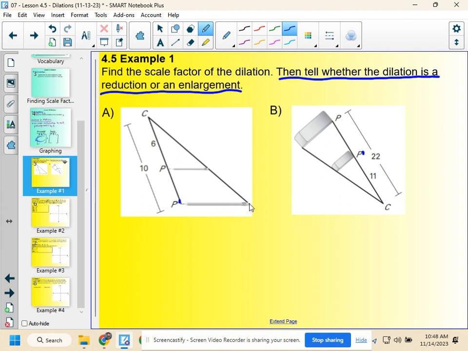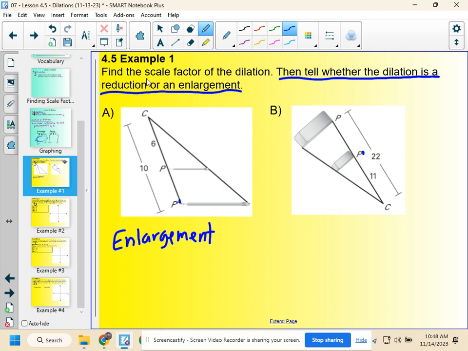What happened to the pencil? Did it get bigger? Did it get smaller? Clearly it got bigger, so we're going to say that this is an enlargement. So I'm kind of doing this part first, and I'll show you why in a second. Maybe just because it's a little easier, like it got bigger, it's an enlargement.